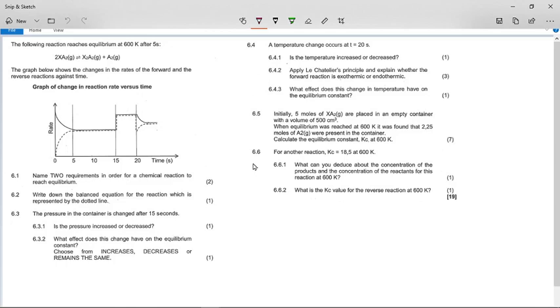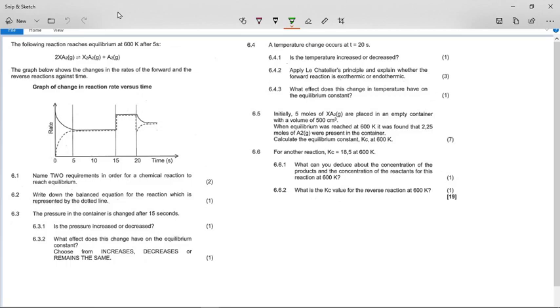Okay, let's look at this question from the trial paper from September 2019, Limpopo. This is quite a long question, so we might end up going over 2 pages. It first says the following reaction reaches equilibrium at 600 Kelvin after 5 seconds. Now, this reaction has things that obviously don't exist in the periodic table. So they are wanting to check your understanding by not putting proper elements there.